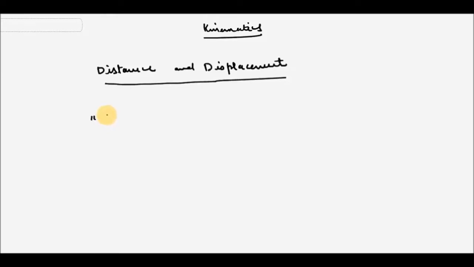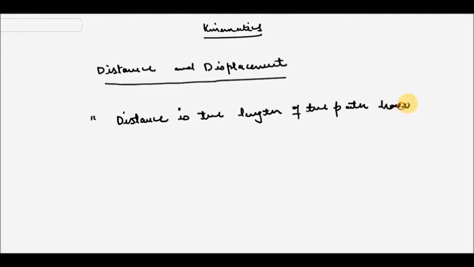So distance is the length of the path traveled by an object. Let me write this. Distance is the length of the path traveled by an object.